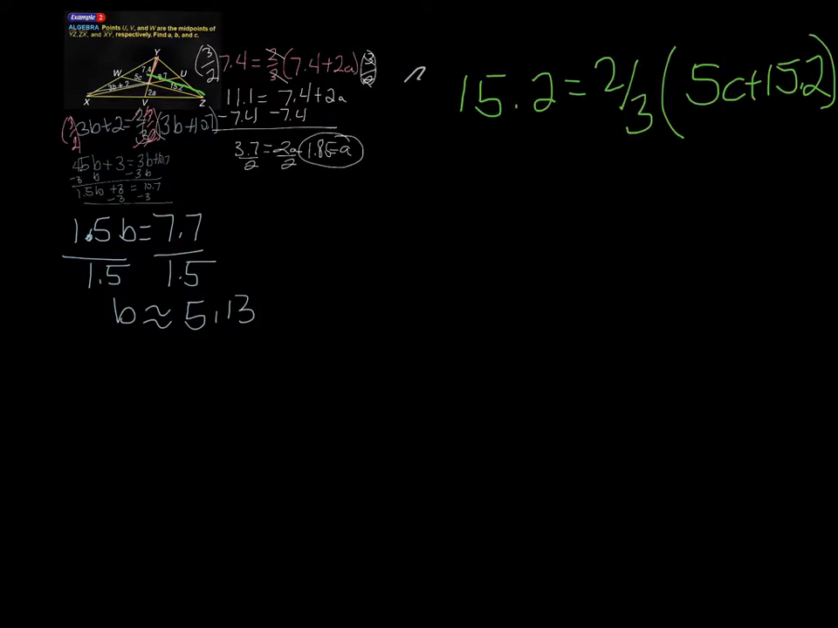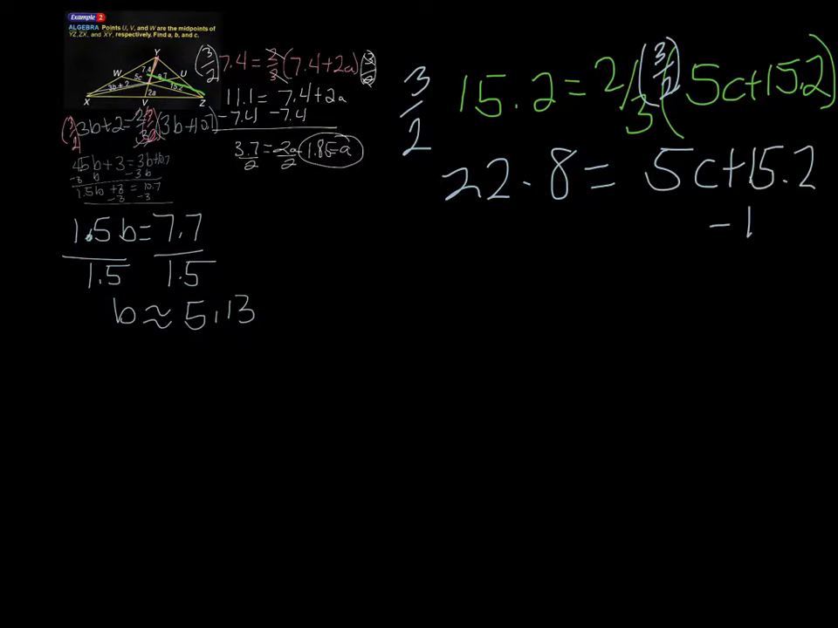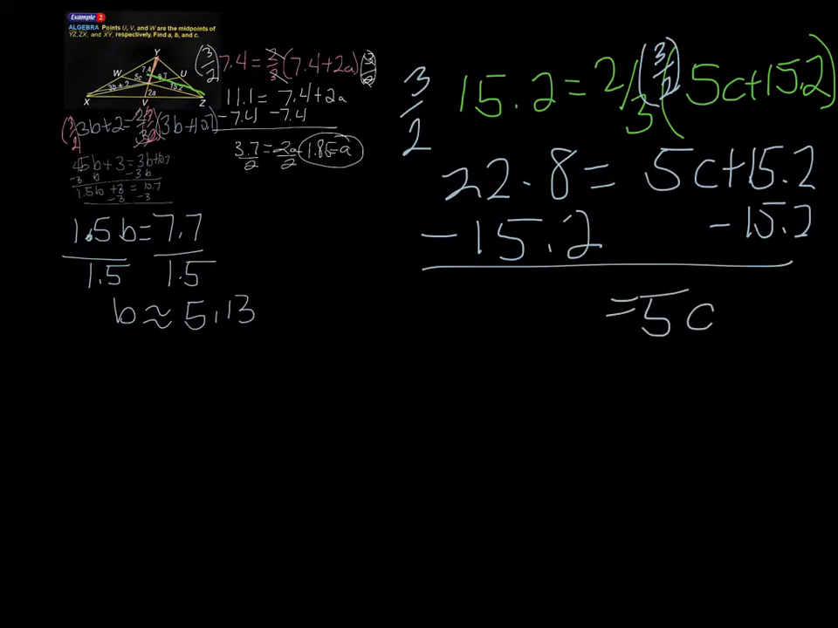So again, let's multiply both sides by 3/2 to get rid of that. So 15.2 times 1.5 is 22.8 equals 5C plus 15.2. I'm going to subtract 15.2 from both sides of the equation. So I have 5C equals 7.6, divide both sides by 5, and C is 1.52.